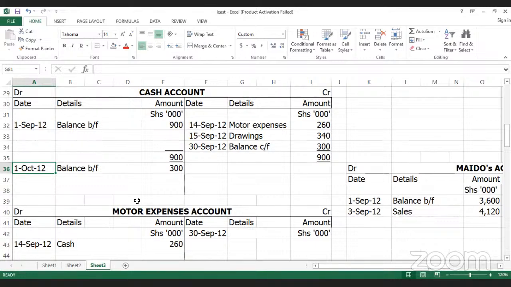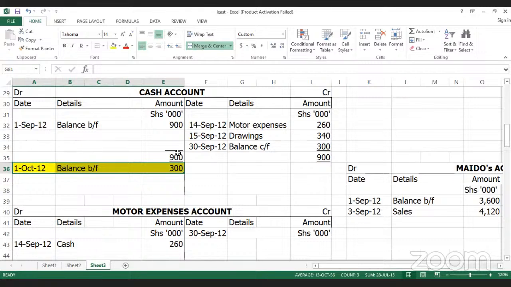So that is your account. It has been balanced. So now we move to the next account. I don't know if there is anyone who is stuck, but the cash account has been balanced. If you have a question, you can ask your question.